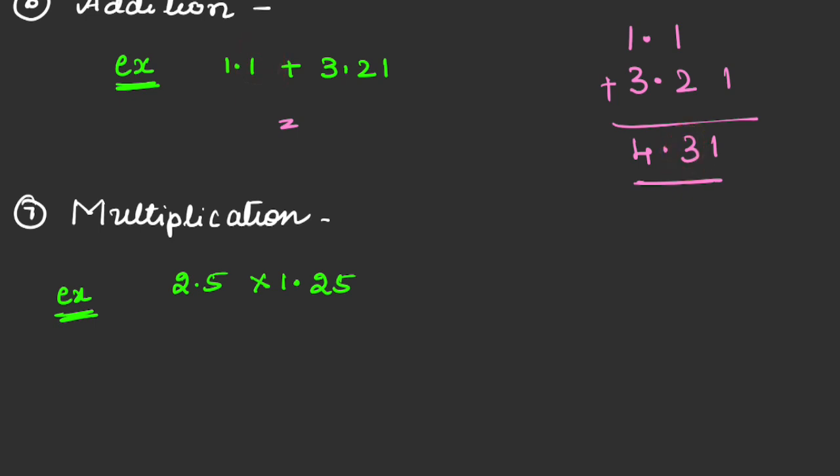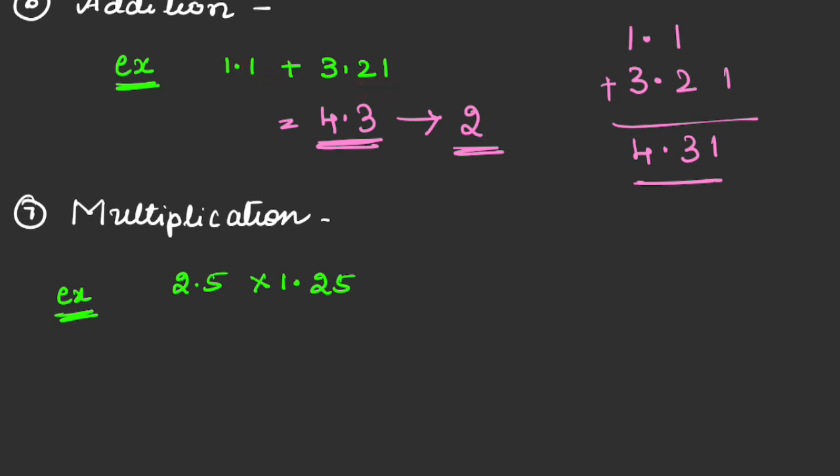So here the answer will be 4.3. So the number of significant numbers here will be 2. Is that clear? Let me say once again. Out of the 2 numbers, consider how many digits are there after the decimal. Here 1 digit and here there are 2 digits.